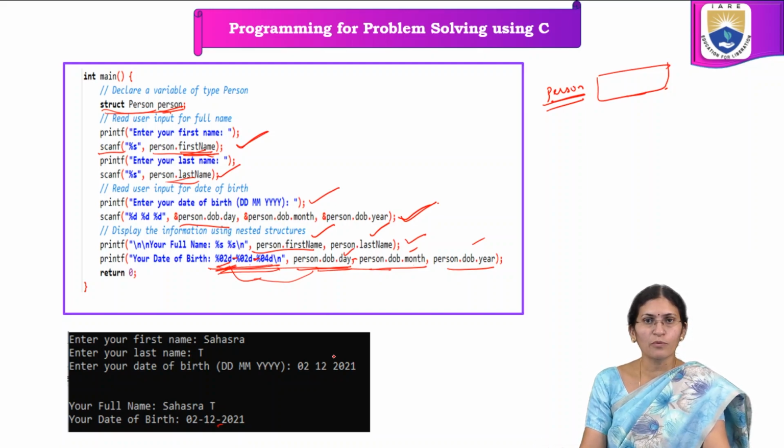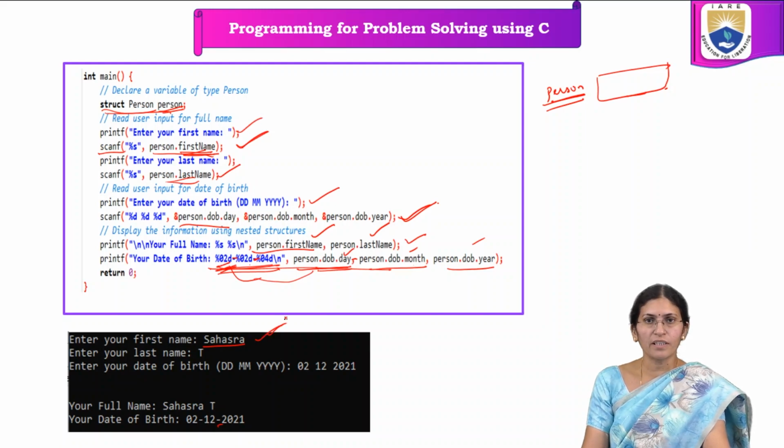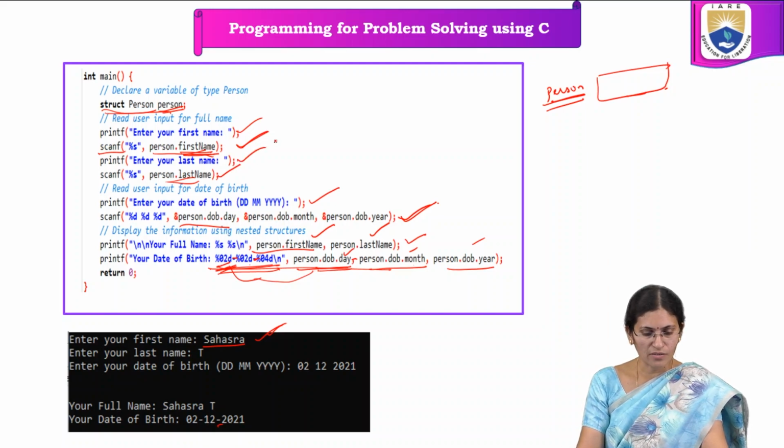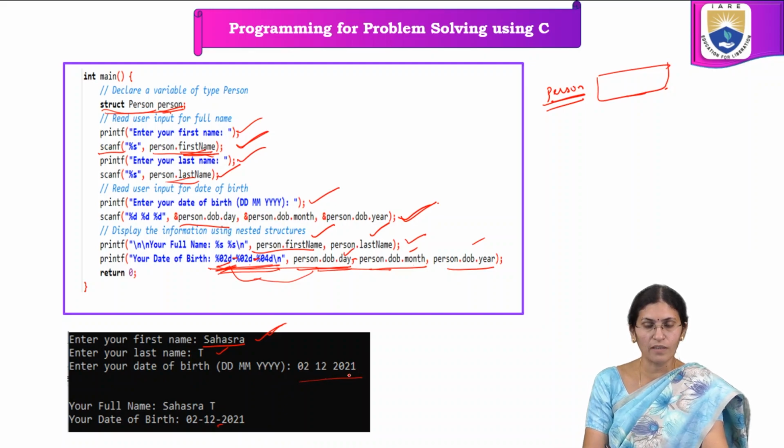If you execute this program and enter the details, first it will prompt the user to enter the first name. Suppose the user is entering Sahasra, then in the next line it will prompt the user to enter the last name. That is stored in the variable person dot last name. T is the last name of the person. If the person enters the date of birth as 02, 12 and 2021, this is the day, 2nd December 2021.